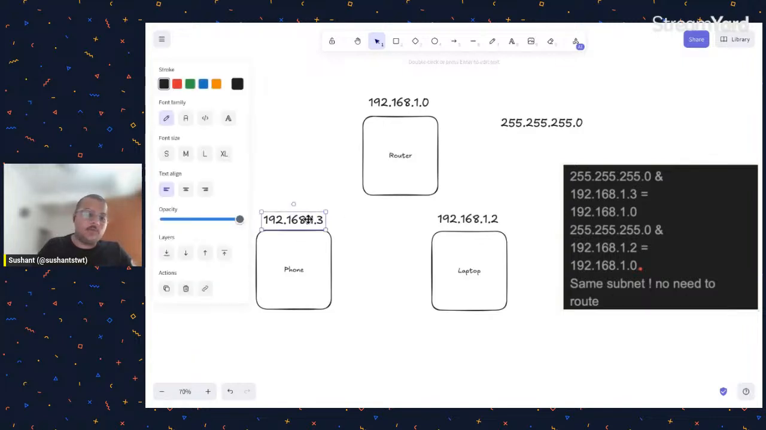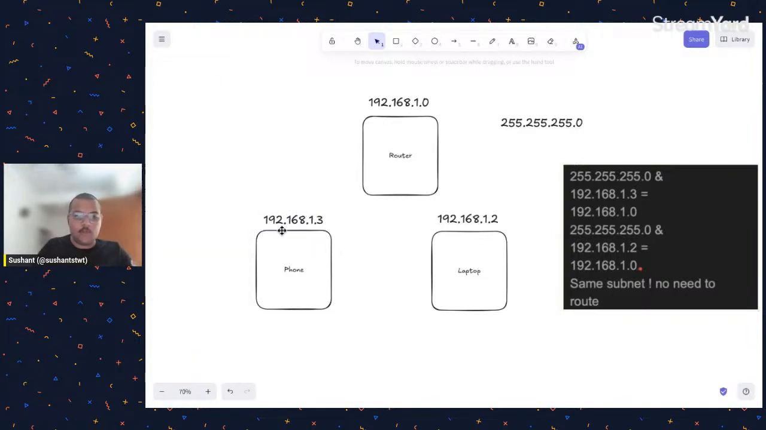Now let's say your phone wants to send some data to your laptop. What happens is your phone will tell your router, hey router, I want to send something to this IP address. Now, how does your router know that the IP address your phone is talking about is not an address outside of your network, but rather inside your network? It's up to your router to decide if the request should be sent outside of your network or remain inside of it.